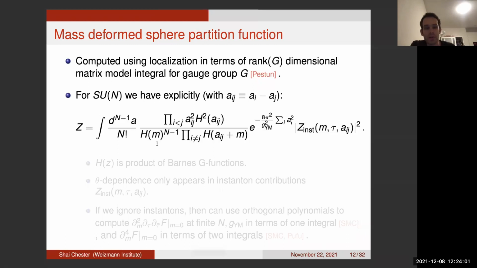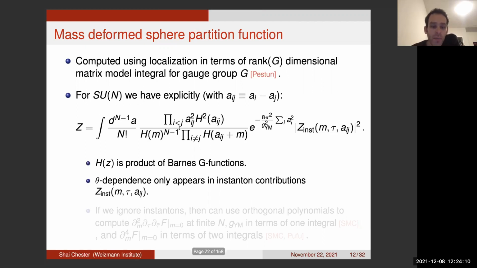Here is the matrix model integral. This is the one you have for finite mass. Just to give a couple details, you have these Barnes G functions. All the theta dependence is coming from this instanton term, which is called the Nekrasov partition function.